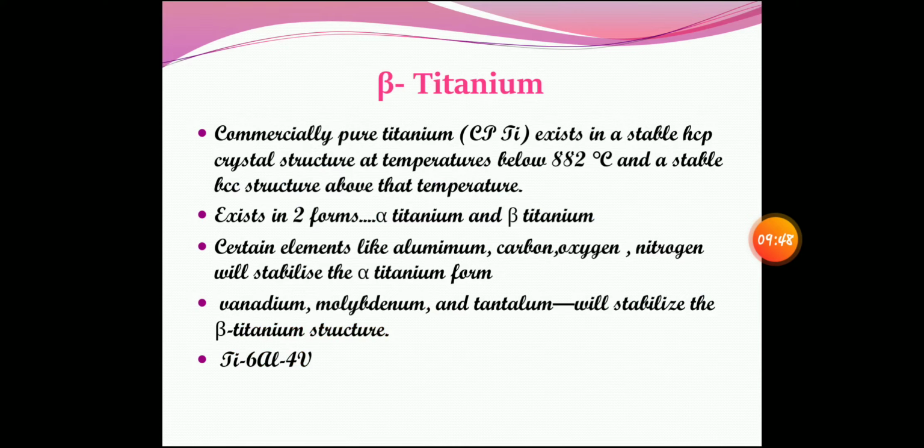Now next, coming to the next alloy, that is beta titanium. Commercially pure titanium exists in a stable hexagonal close packed crystal structure at room temperature, that is, at temperatures below 882 degrees centigrade, and above which it occurs as a stable body centered cubic structure. It usually exists in two forms, alpha and beta.